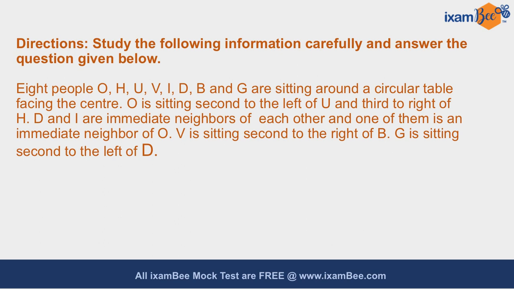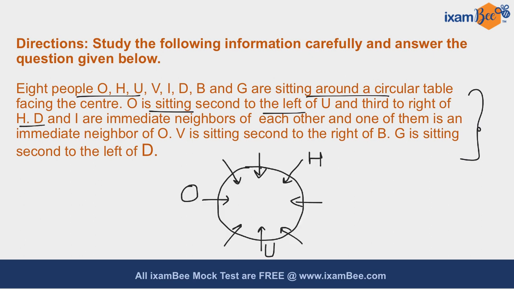It is given to you that eight people O, H, U, V, I, D, B and G are sitting around a circular table facing the center, and some more directions are given to you. You have to comprehend these directions and draw your circular arrangement. So we'll try comprehending these statements one by one. It is given to you that O is sitting second to the left of U and third to the right of H. So accordingly, we can have this particular diagram where O is sitting second to the left of U and third to the right of H.